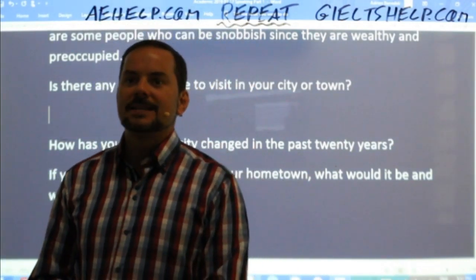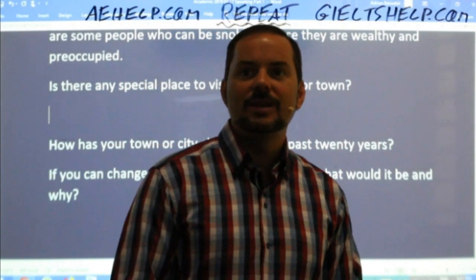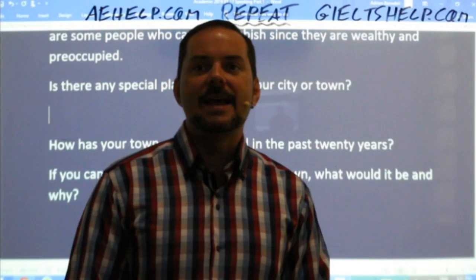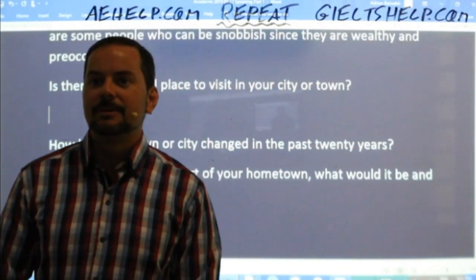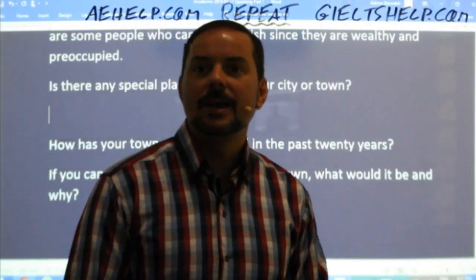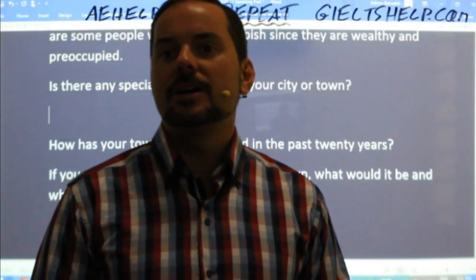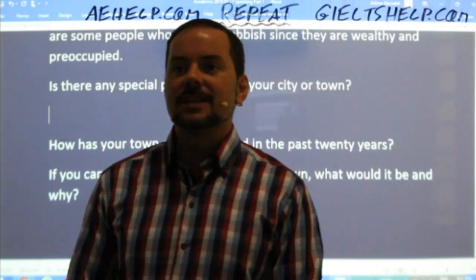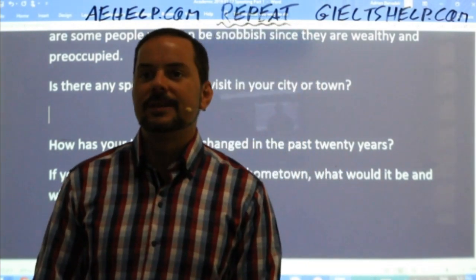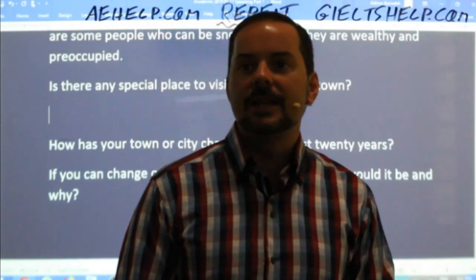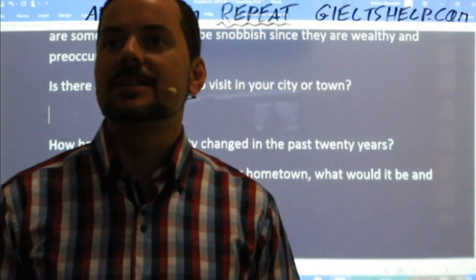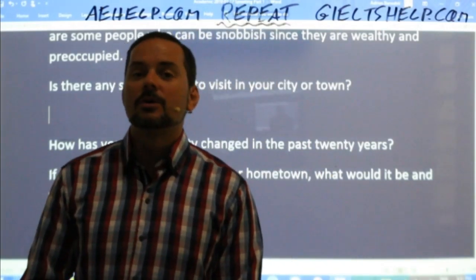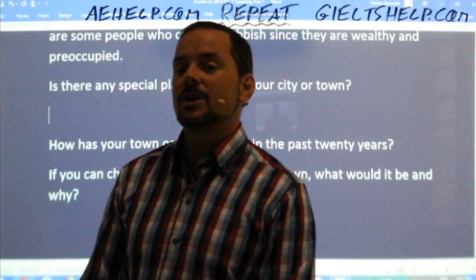Umi Japan says special places to visit in Tokyo include Disneyland, of course. And what else, Umi Japan? Give me a little bit more. Shush Garbuja says, yes, there are many special places to visit in my hometown. I would definitely recommend Love Hill as a beautiful, picturesque mountain, which is very romantic, especially for couples.